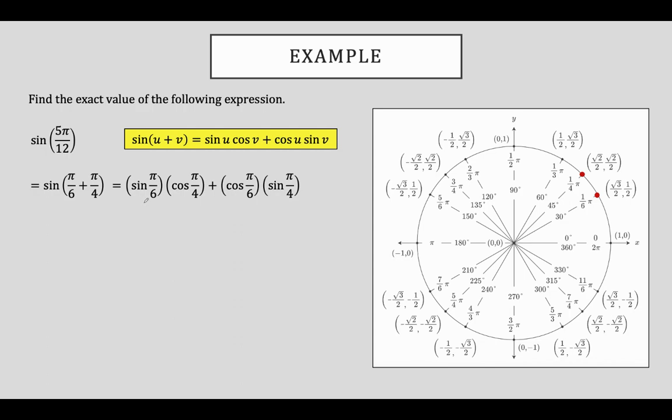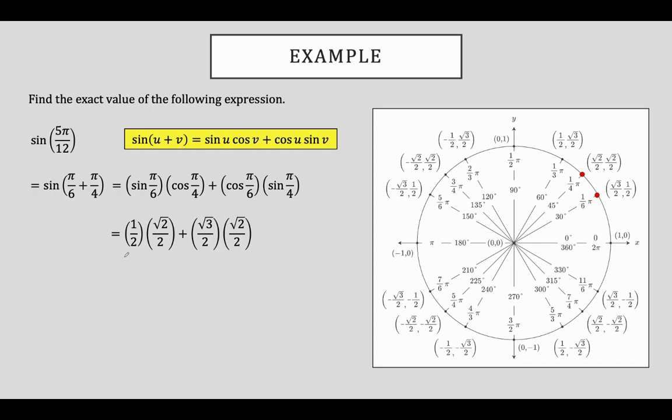The sine of pi over 6 equals 1/2. The cosine of pi over 4 is root 2 over 2. The cosine of pi over 6 is root 3 over 2. The sine of pi over 4 is root 2 over 2. That leaves us with 1/2 times root 2 over 2 plus root 3 over 2 times root 2 over 2.